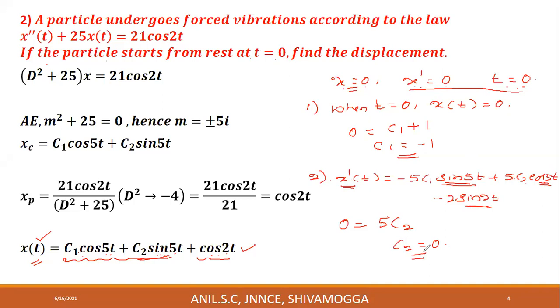C1 is equal to minus 1 and C2 is equal to 0. Therefore, the general solution x of t, this is the displacement, is equal to C1 into cos 5t, and C1 is minus 1. Therefore, minus 1 into cos 5t, plus C2 is 0, 0 into anything is 0, plus cos 2t. This is the solution. Make a note of this.